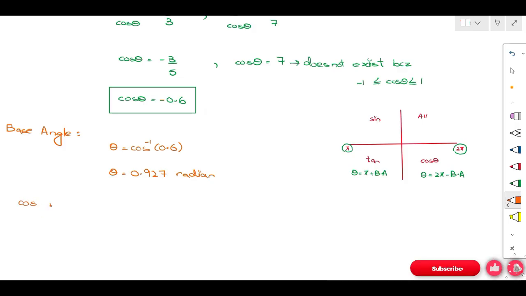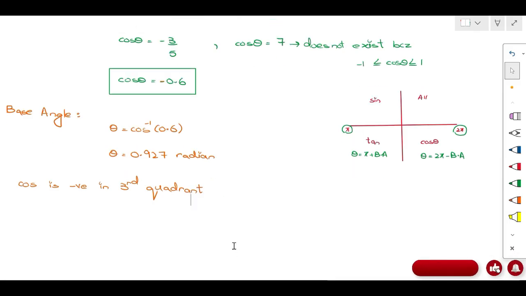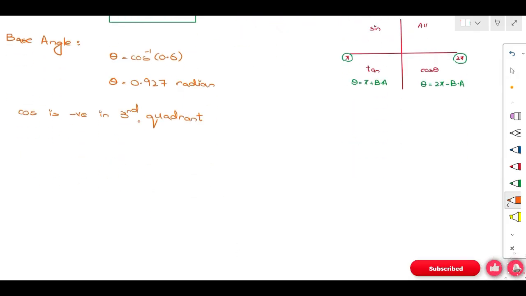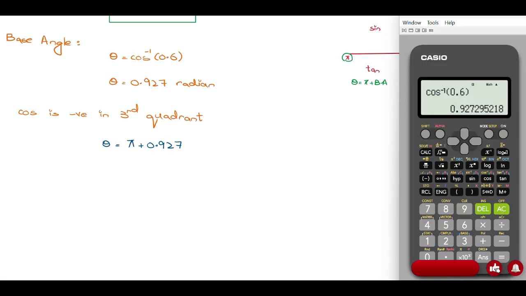We can say cos is negative in the third quadrant. According to the given range of values of theta, theta must lie between pi to 2 pi. So in pi to 2 pi, it is only negative in the third quadrant. So for the third quadrant, what is the value of theta? Pi plus the base angle. The base angle is 0.927. So this was the base angle, and to this base angle we just add the value of pi, which gives 4.0688.